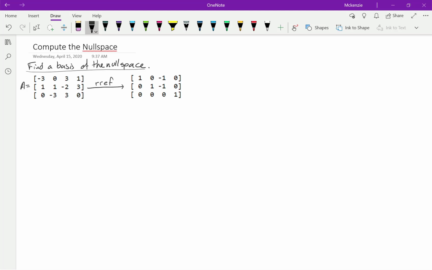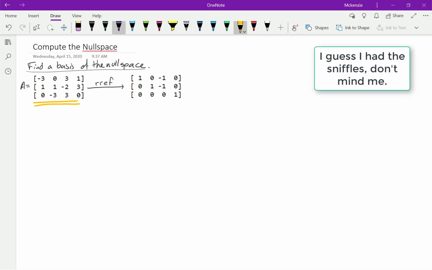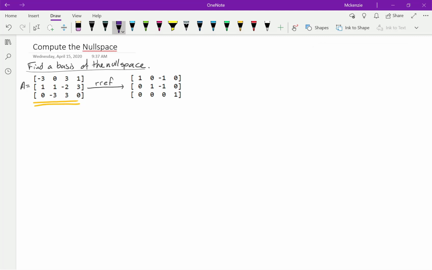Hello, welcome back. Let's take a look at this example where we want to compute the null space of a particular matrix. I've taken the matrix from the last video, the row and column space video, and I want to compute the null space. The way we're going to do that is, first off, we need to solve the homogeneous system, AX equals 0. Let's remember how we do that.